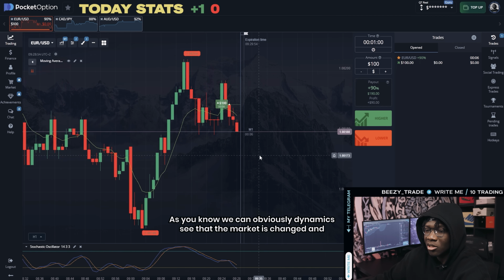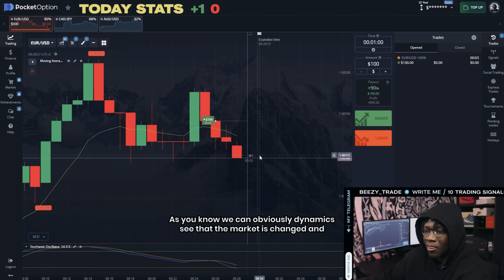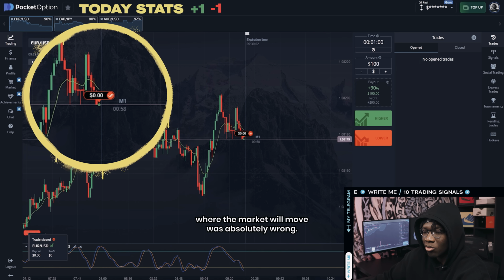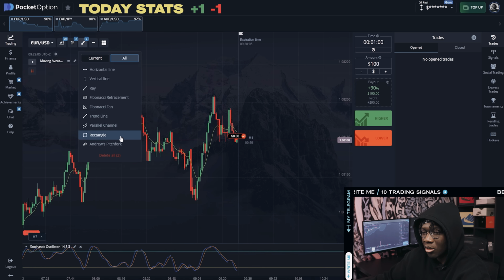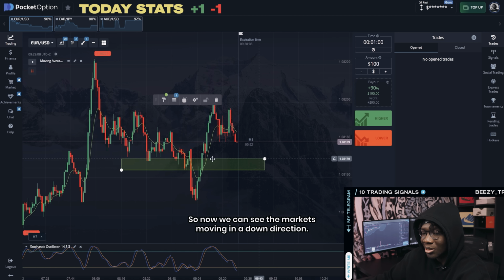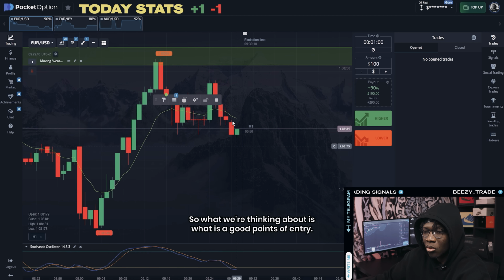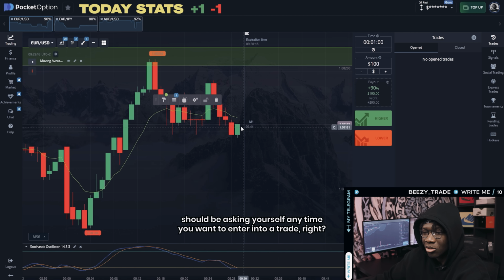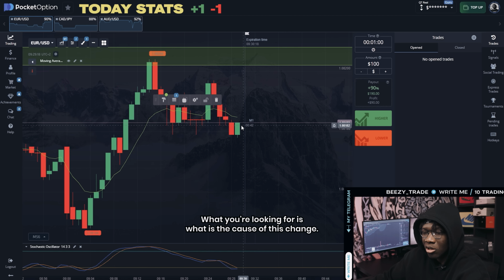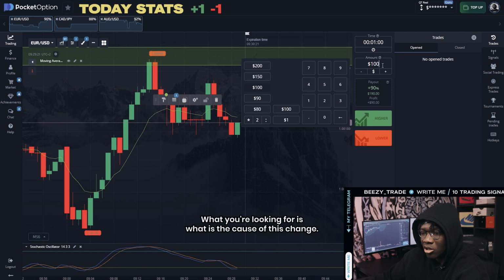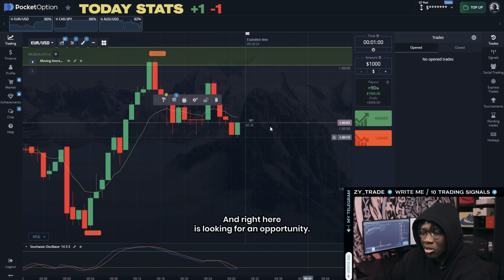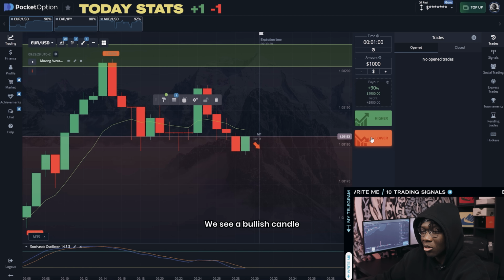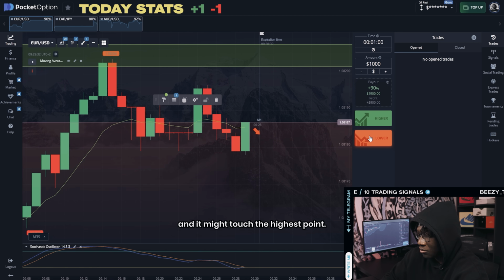As you can see now, we can obviously see the dynamics, see that the market has changed, and my initial thoughts on where the market will move was absolutely wrong. So now we can see the market's moving in a downward direction. So what we're thinking about is, what is a good point for entry? And these two questions you should be asking yourself anytime you want to enter into a trade, right? What you're looking for is, what is the cause of this change? And right here is looking for an opportunity. And this looks like a good opportunity to enter a trade. We see a bullish candle, and it might touch the highest point.